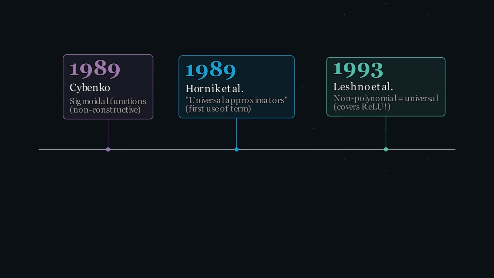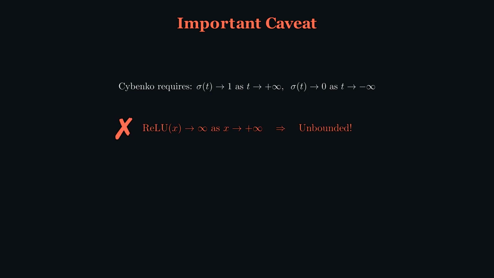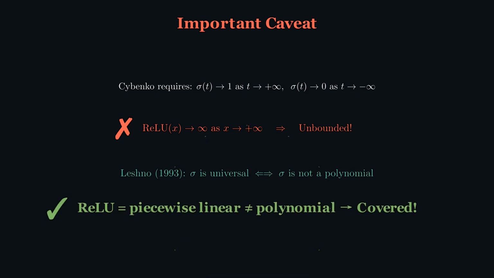Then in 1993, Leshno and colleagues found the complete characterization. An activation function is universal if and only if it is not a polynomial. And here is something crucial. Cybenko's original theorem does not directly apply to ReLU. His proof requires the activation function to be bounded, approaching 0 on one end and 1 on the other. ReLU grows without bound, violating this requirement. It was Leshno's 1993 result that brought ReLU into the fold. ReLU is piecewise linear, not a polynomial, so it qualifies as a universal approximator.